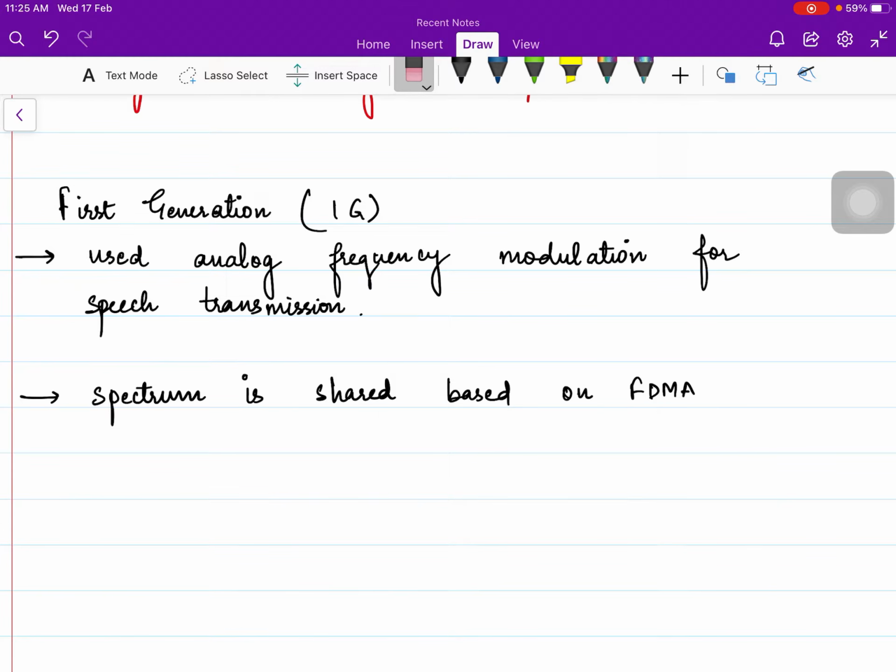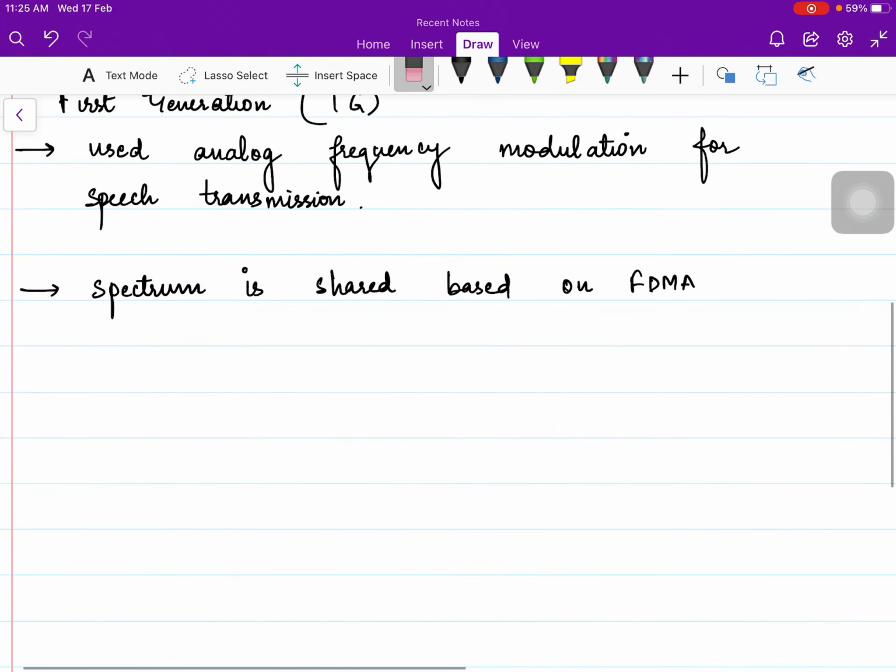So whenever you are asked about any of the generations, first of all you should remember what type of data was transmitted in that generation. The second is what type of modulation scheme is used, and the third is the spectrum sharing technique. FDMA stands for frequency division multiple access. This could be explained like this.